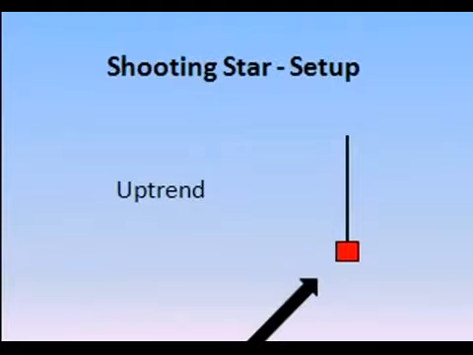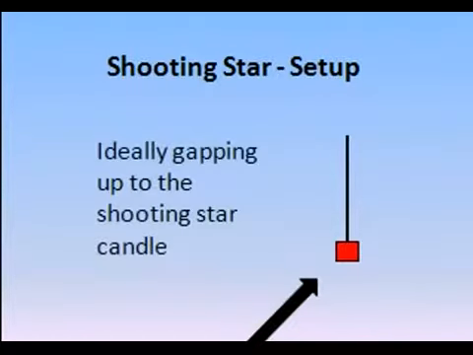The setup leading into a valid shooting star reversal pattern must be an uptrend. If you don't have an uptrend, then it's not a valid shooting star pattern. And ideally, we'll see a gap up to the shooting star. Of course, this won't apply to continuous markets such as Forex, but ideally, we're looking for an uptrend with the close of the candle preceding the shooting star pattern, say for example here, and then price gapping up on the open to start the shooting star pattern here.